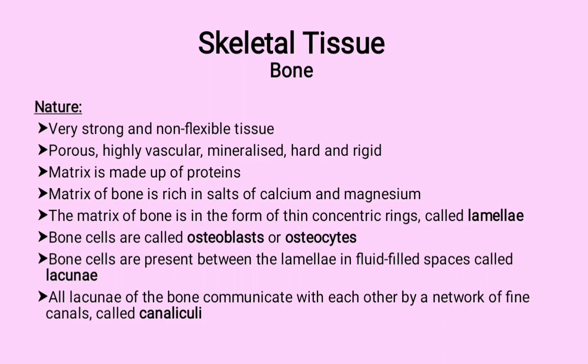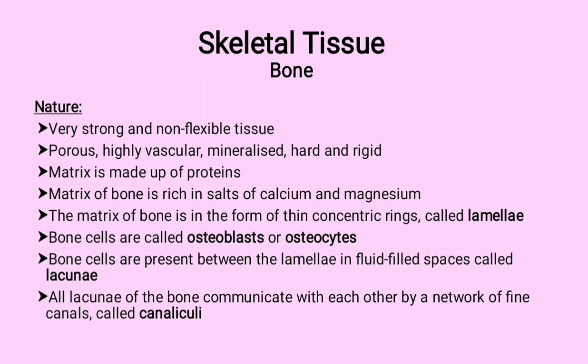So a bone is a very strong and non-flexible tissue. Like cartilage, bone is a specialized connective tissue. It is porous, highly vascular, mineralized, hard and rigid. Its matrix is composed of proteins like osteonectin, osteocalcin, proteoglycan and collagen. Matrix of bone is rich in salts of calcium and magnesium such as calcium phosphate, magnesium phosphate, calcium carbonate and magnesium carbonate. These minerals are responsible for the hardness of the bone.